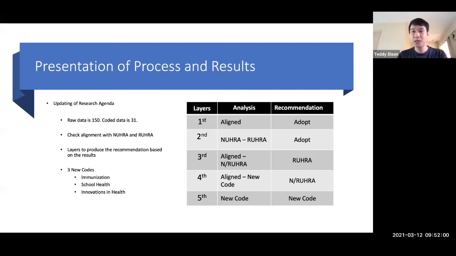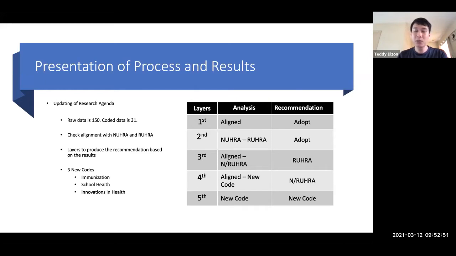Number 1, immunization, which is basically because of COVID-19. There's also school health to check on the health of the school-aged children. Also, there is innovations in health. So for the first layer, there's a need to really check whether or not may makikita tayo, even words lang po na hindi magkakapareho, hindi po natin siya tinatag na aligned. So basically, dito sa first layer of analysis, kapag pareho po yung ginawa natin na coding with the NURA and also the RUHRA, we automatically adapt the code so that will be included in the 31 generated codes.